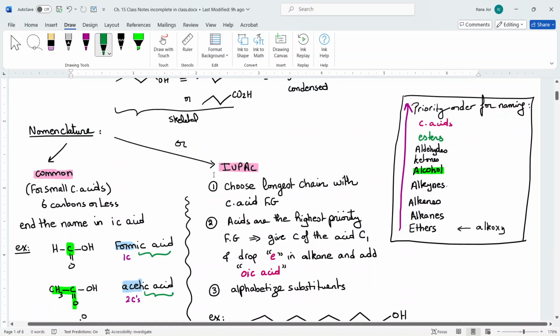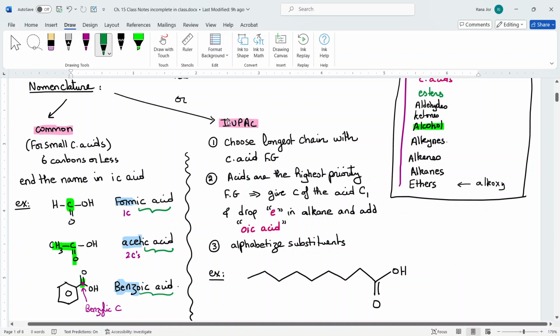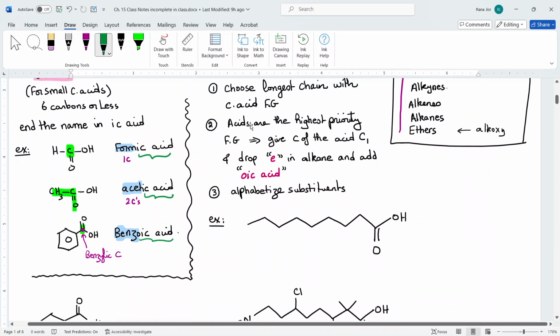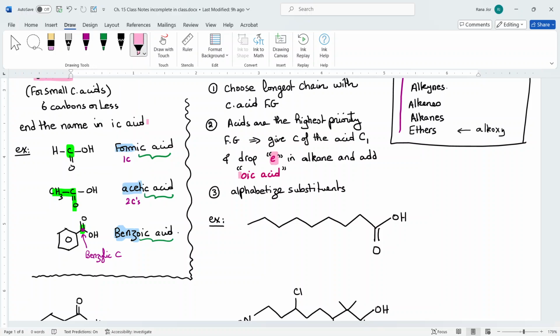The second way to name those high priority functional groups is the IUPAC name. So as usual, we're going to choose the longest carbon chain. We're going to include the functional group, but now our highest priority numbering is for the acid. And then we name the substituents as usual. So in order to name the acid, we simply need to drop the E in the alkane, and we need to add oic acid, not ic acid, we add oic acid.